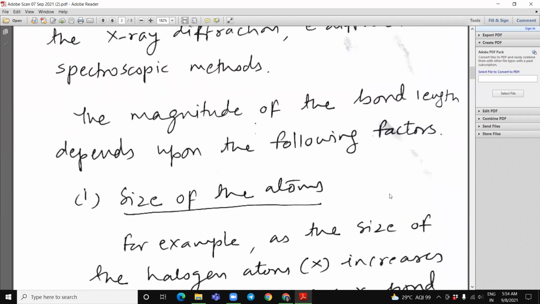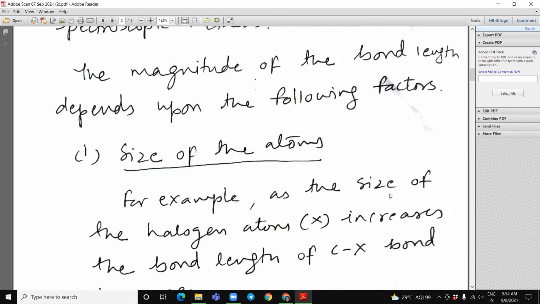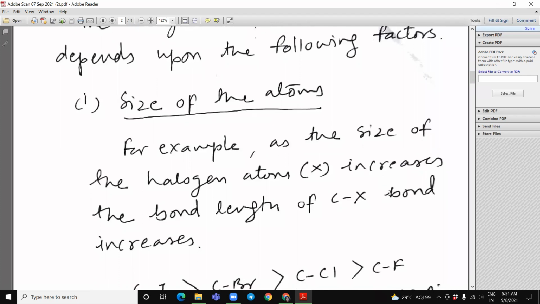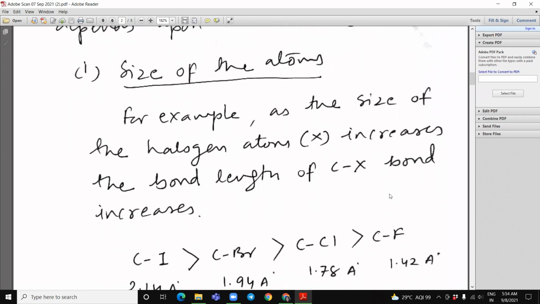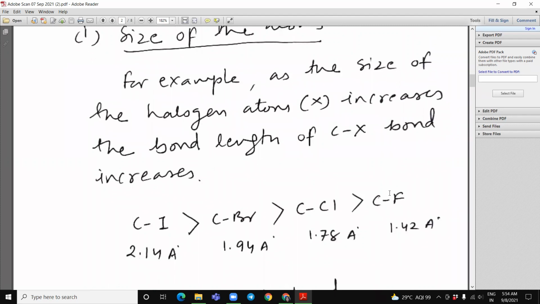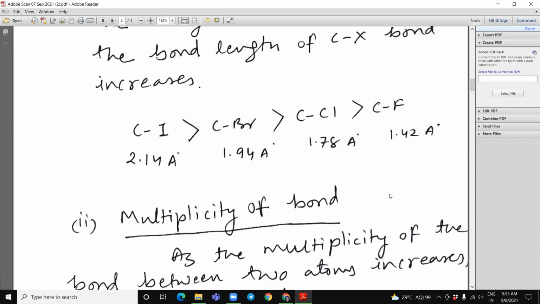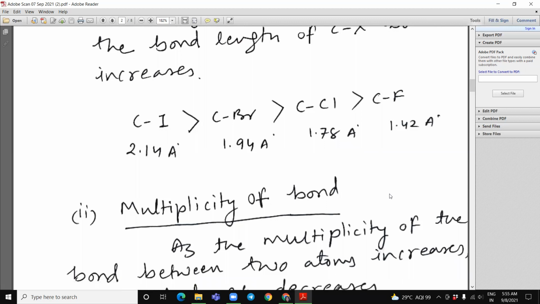The magnitude of the bond length depends upon the following factors: size of the atoms. For example, as the size of the halogen atoms increases, the bond length of the carbon-halogen bond increases. The carbon-iodine bond has a higher bond length compared to carbon-bromine, carbon-chlorine, and carbon-fluorine. So it depends on the radius of the nuclei.